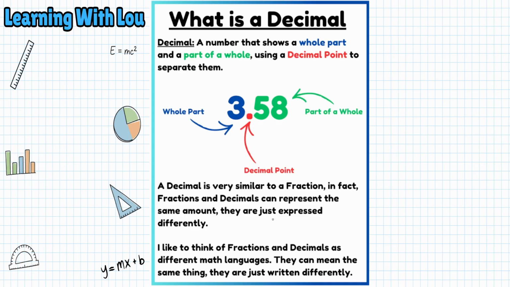So just something to remember: a decimal is very similar to a fraction, and you could actually use decimals to represent fractions and the other way around as well. I always tell my students to think about fractions and decimals as different math languages. They can mean the same thing, they're just written differently. Kind of like how you can say hello in different languages. You can say hello, you can say hola. It means the same thing, you just say it differently. It's a different math language.